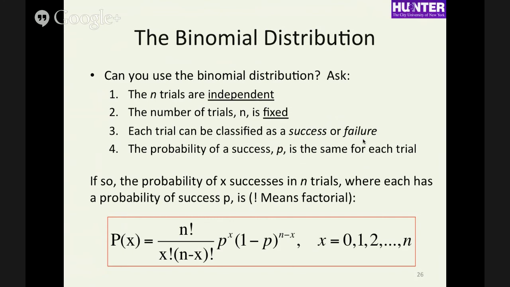Is X sigma? No, I assume you're talking about this and this. No, X is the number of successes. We will get to the normal approximation to the binomial distribution, and I'll show you how they're related. But they're not the same thing.